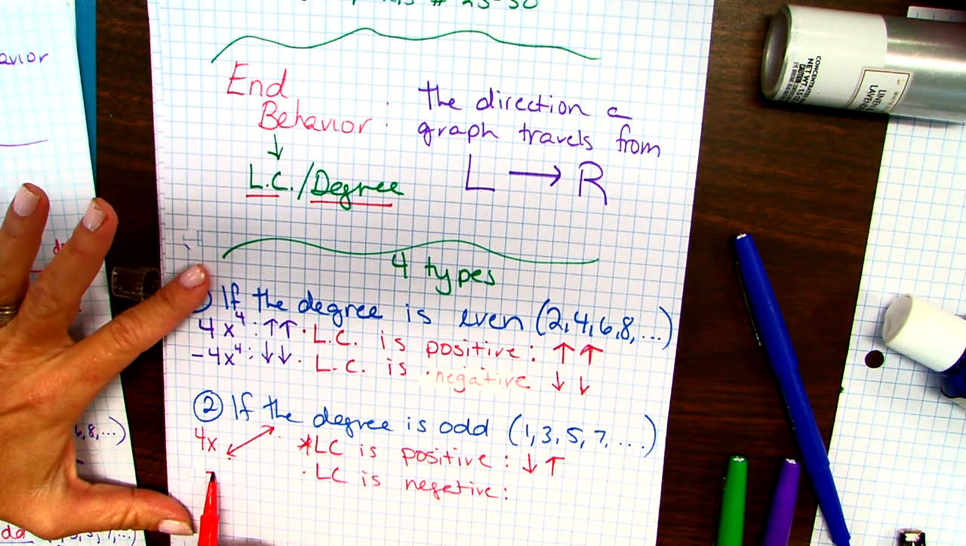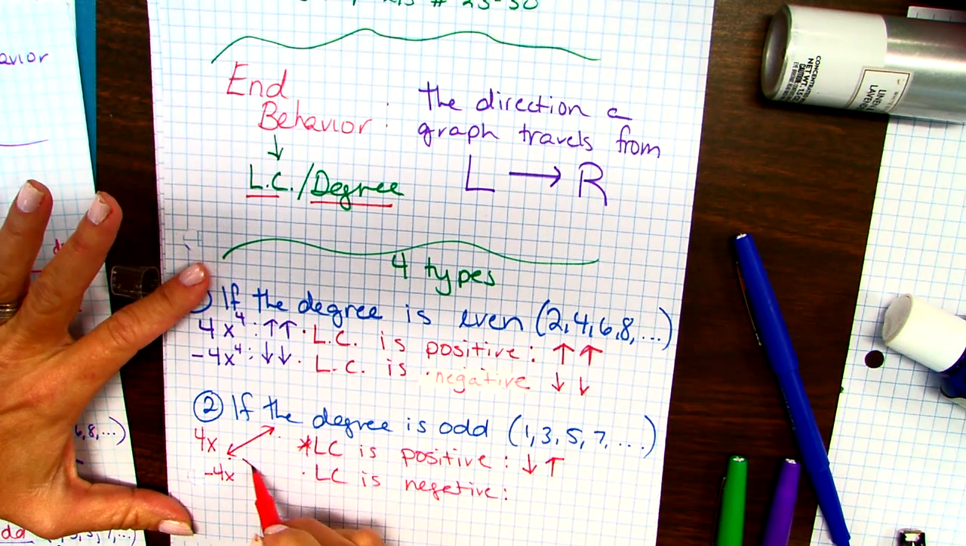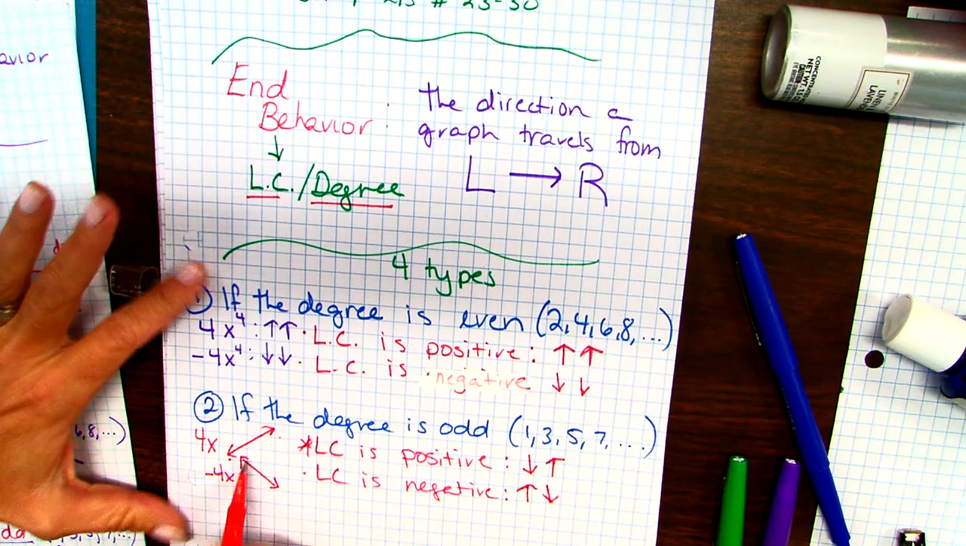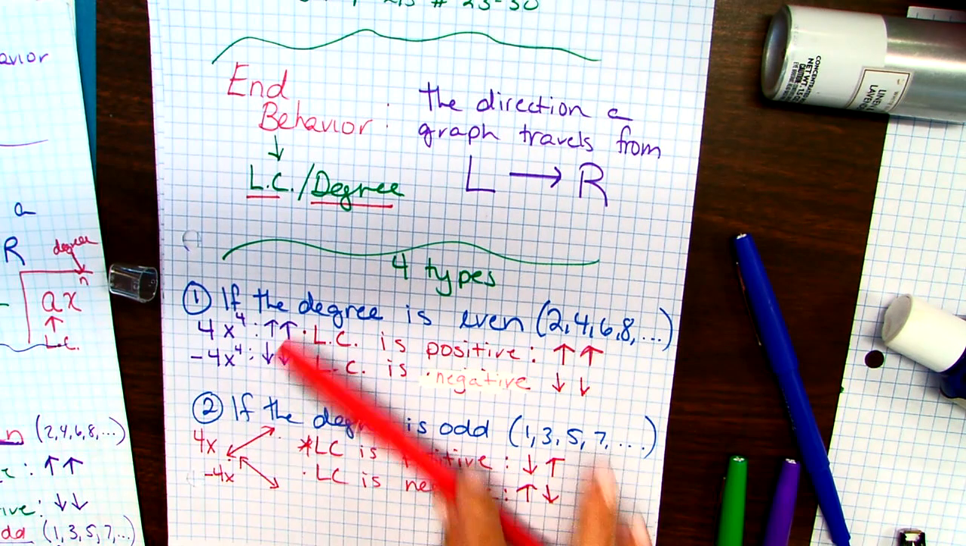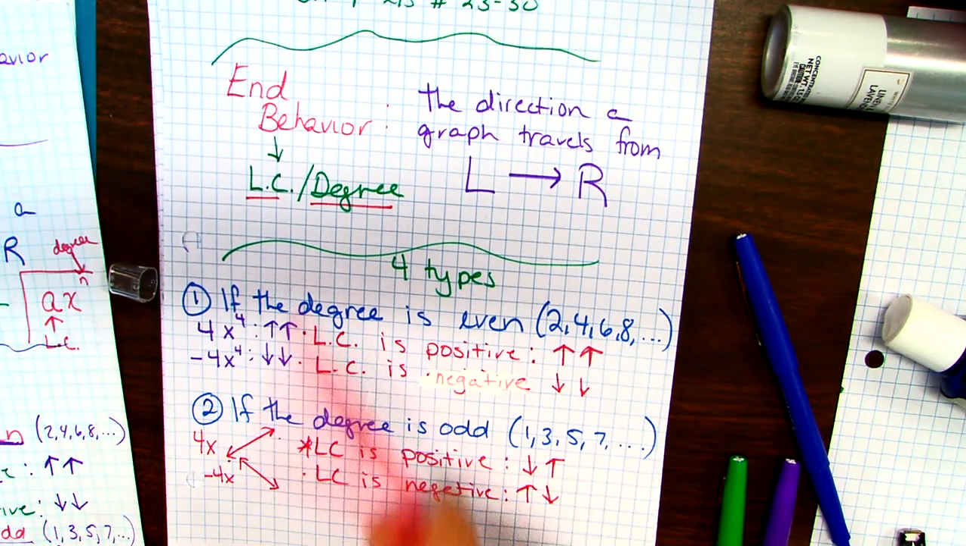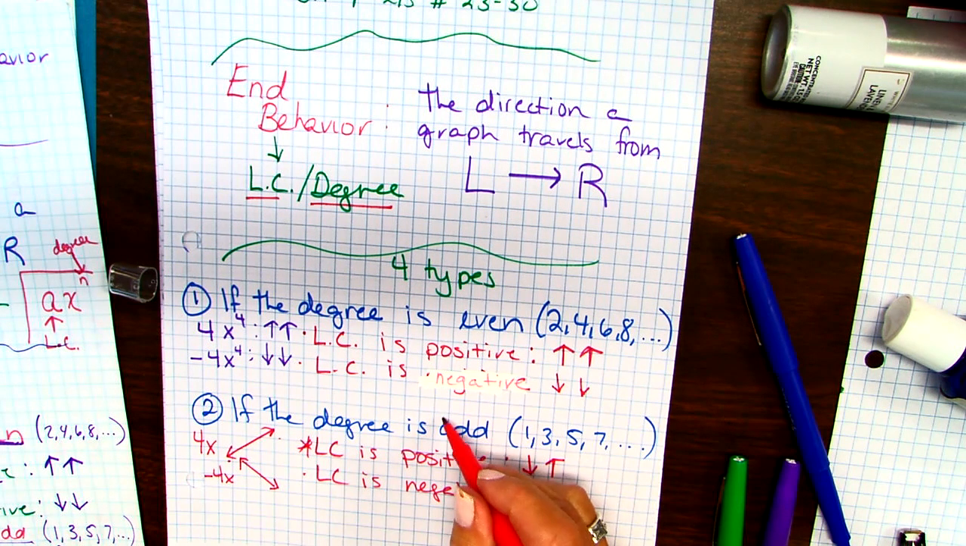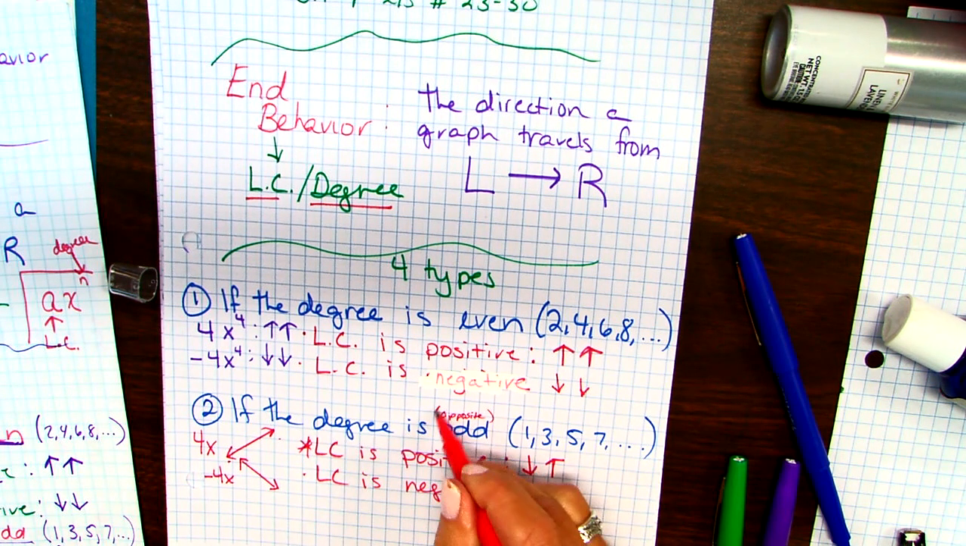And then negative 4x would just be the opposite. That's right. Just like a line with a negative slope. It would go like this. So it starts up. So these are the ones people confuse. Another key word to help you is opposite. Odd and opposite both start with an O.